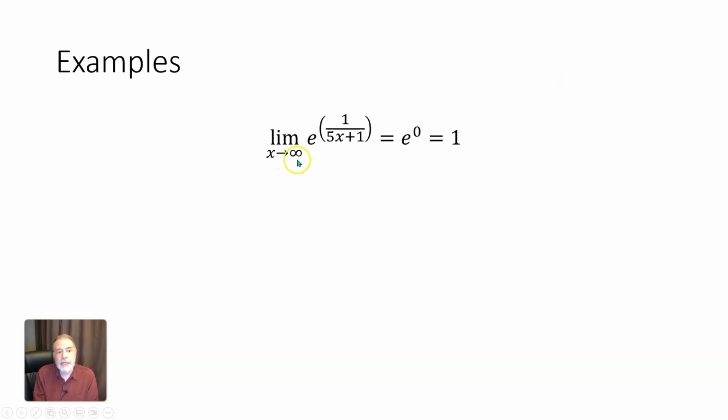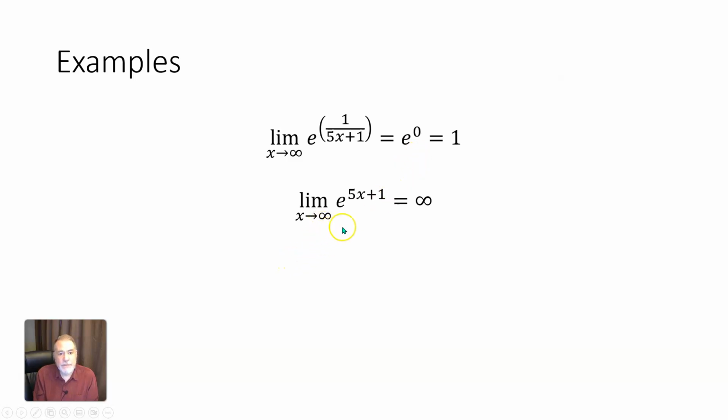What's the limit as x approaches infinity of e to the 1 over 5x plus 1? Well, 1 over 5x plus 1 itself would be approaching 0 as x approaches infinity. We got a constant numerator over a denominator of degree 1 going to infinity. So that would be approaching 0. And then e to that would be approaching e to the 0, which is 1.